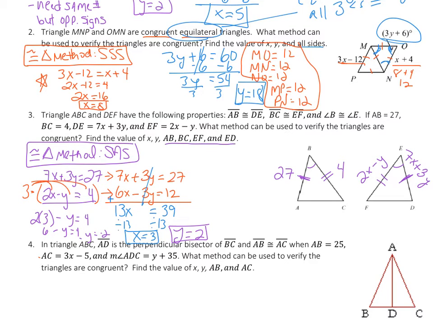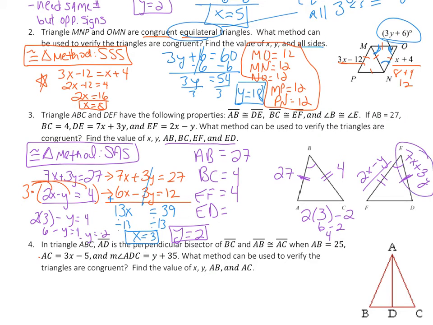Next, we need to plug those values in to find these remaining 4 sides in our triangle. So we have AB, BC, EF, and ED. 2 of them we were already given before, so AB is 27 and BC was 4, but we need to use our x and y numbers in our equations over here. So 2 times x, which is 3, minus our y, which is 2. So that gives us 6 minus 2, so 4. And we do the same thing for 7x plus 3y, and I want you to do that one yourself. So find the length of ED.